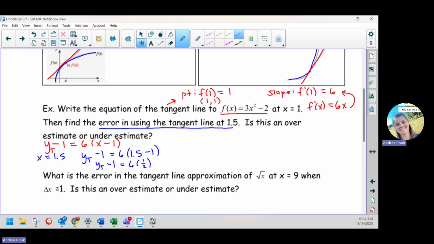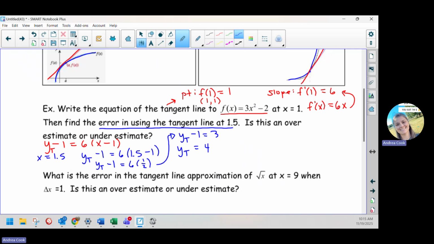So half of 6 is 3. I didn't leave enough space here, so let's come up here. So y tangent minus 1 is equal to 3. So the y value on the tangent line is 4.